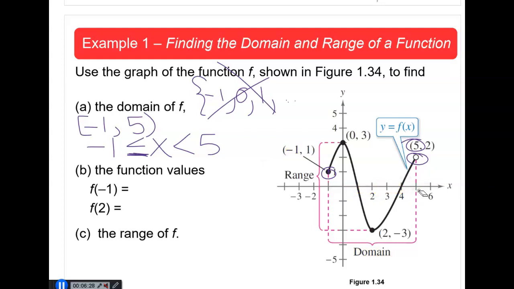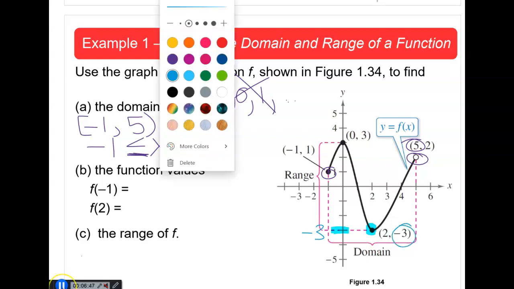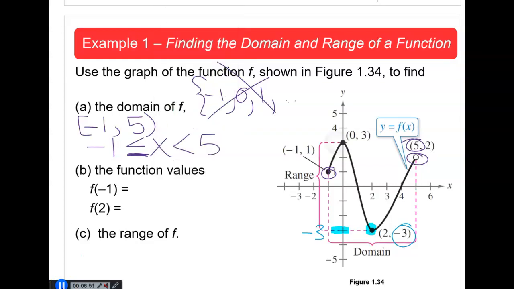Now let's talk about the range. For the range, we're going to consider the smallest y value that we have, and it is going to be included. That number I believe will be -3. Oh, we could also see it here. And then the largest y value that we see here is going to be at 3.